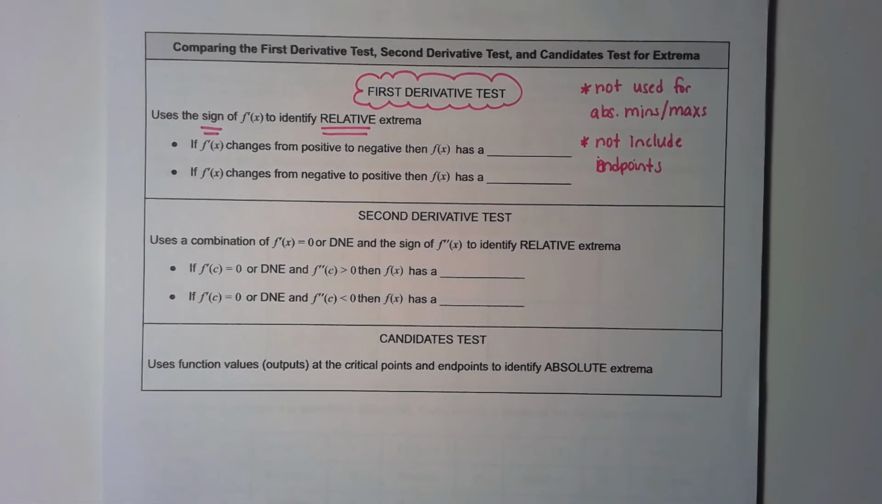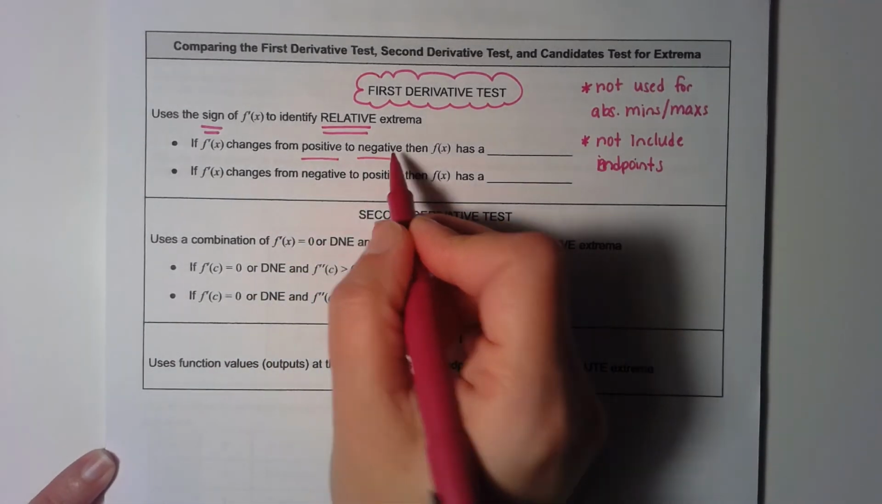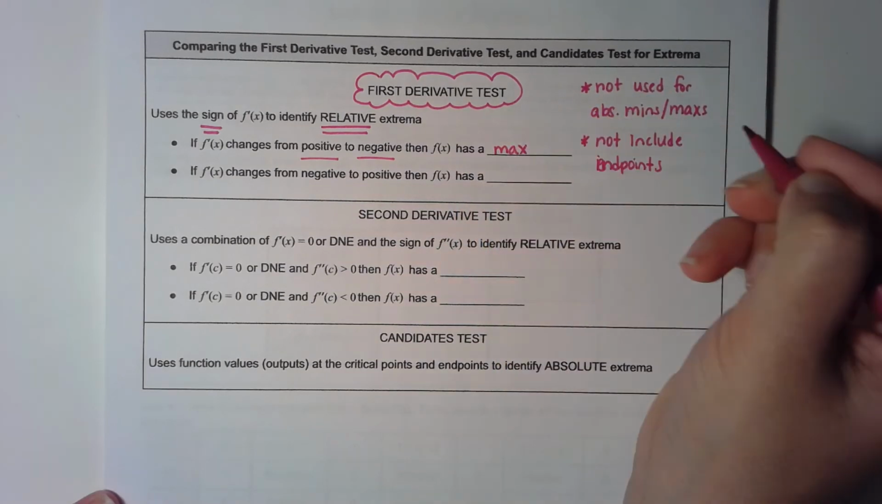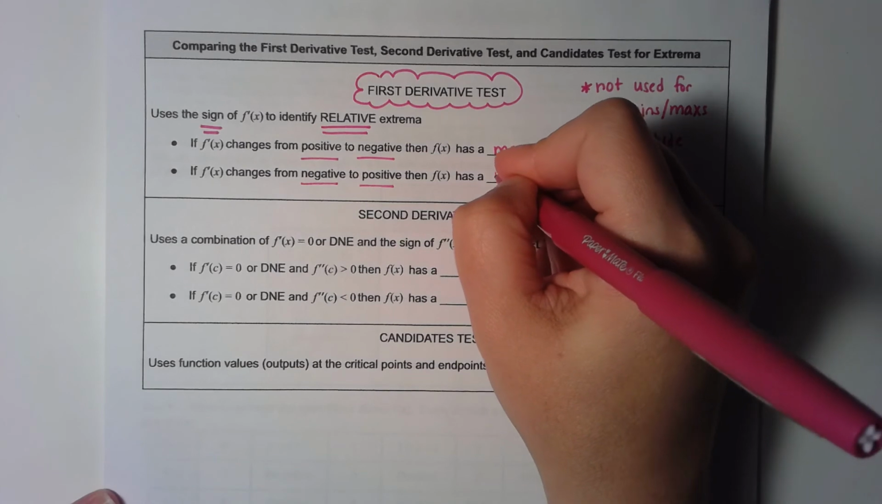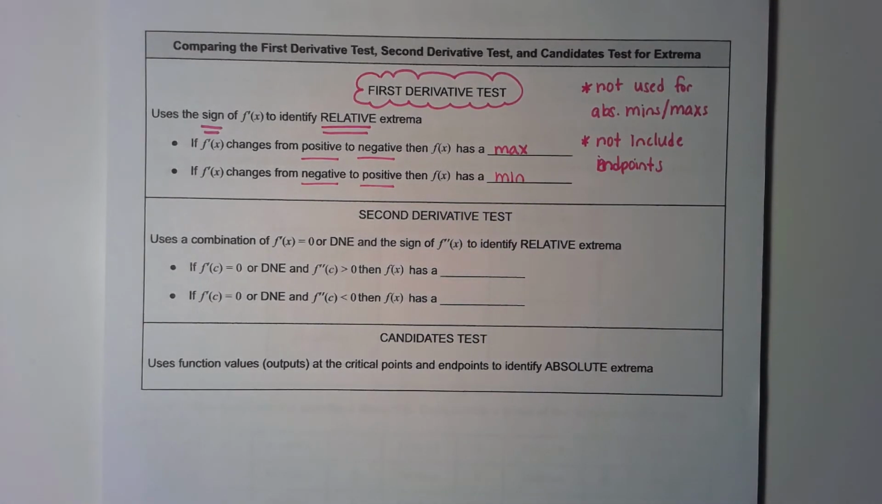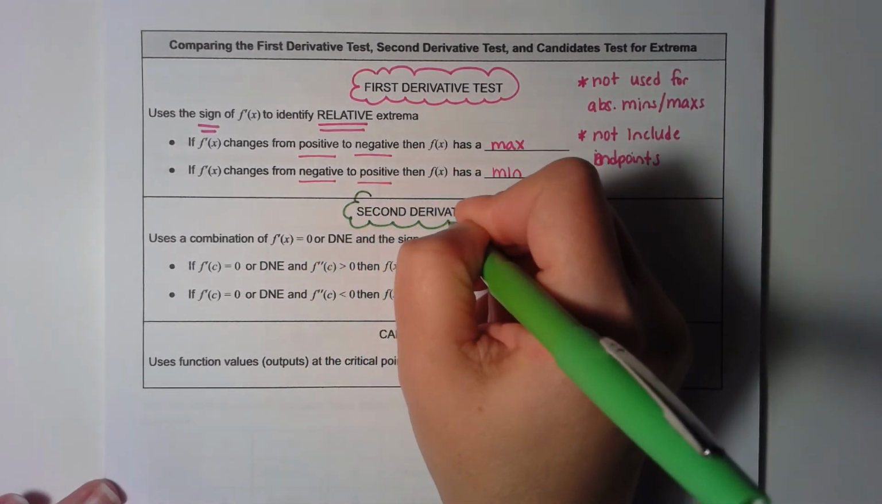What we learned in this test is that if the first derivative changes from positive to negative, then the original function has a maximum. And if the first derivative changes from negative to positive, then the original function has a minimum. The second test that we learned was called the second derivative test.